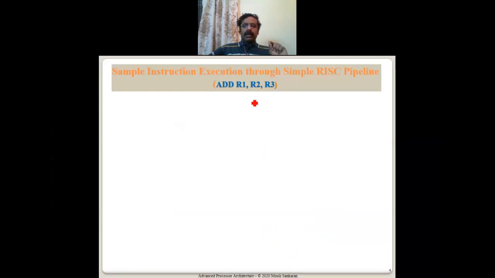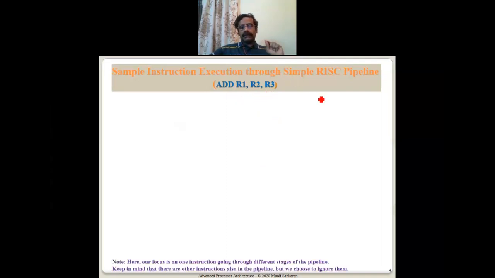Now I assume you are aware of this kind of assembly instruction. If not, I am giving you what this instruction is supposed to do. Normally the instructions are structured like this: the two operands required for performing the operation come here, and the destination where the result is supposed to be stored comes here. So what is to be stored in R1? The sum of R2 plus R3, which is shown here.